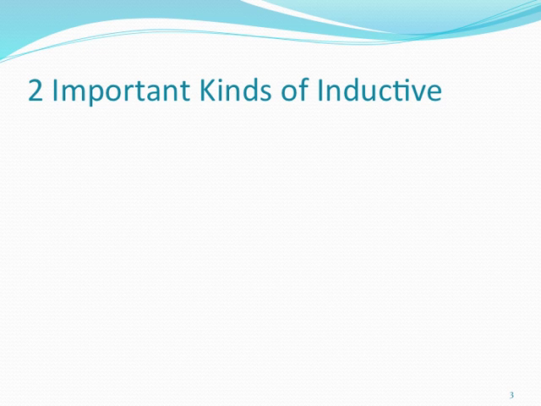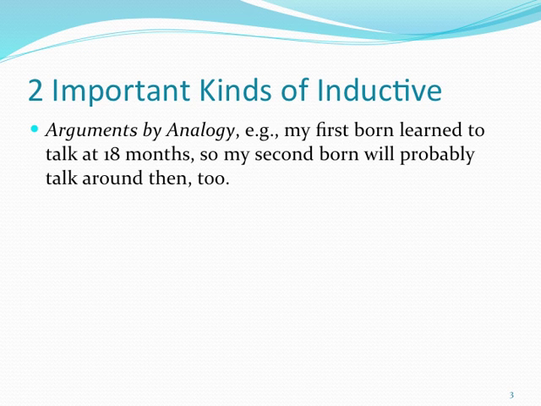Okay, so this should say two important kinds of inductive arguments, so the arguments got cut off. The first is an argument by analogy. Let's start with an example. Let's say that you are a parent and you have one kid and one on the way. Your firstborn learned to talk at 18 months, which someone recently told me is very late. So that shows how little I know about when infants start to talk. But let's just say your firstborn learned to talk at 18 months, and so you reason that your secondborn will probably talk around then too. You're making an argument by analogy. You're comparing your firstborn to your child that's on the way.